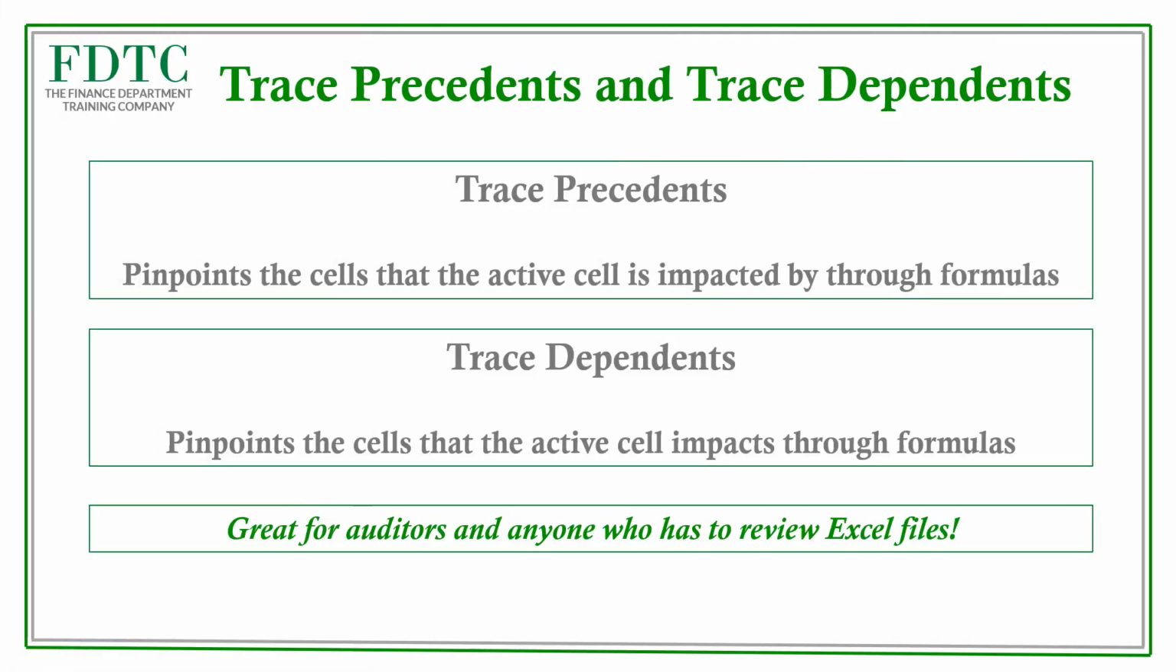So here we go, trace precedents. This pinpoints the cells that the active cell is impacted by through formulas. So for example, if we've got a VLOOKUP in our active cell, then using trace precedents will allow us to see those cells that form part of the VLOOKUP. Trace dependence, on the other hand, pinpoints the cells that the active cell impacts through formulas. So we might be able to understand, for example, if we change the information in the current cell, what impact will that have throughout the rest of our workbook?